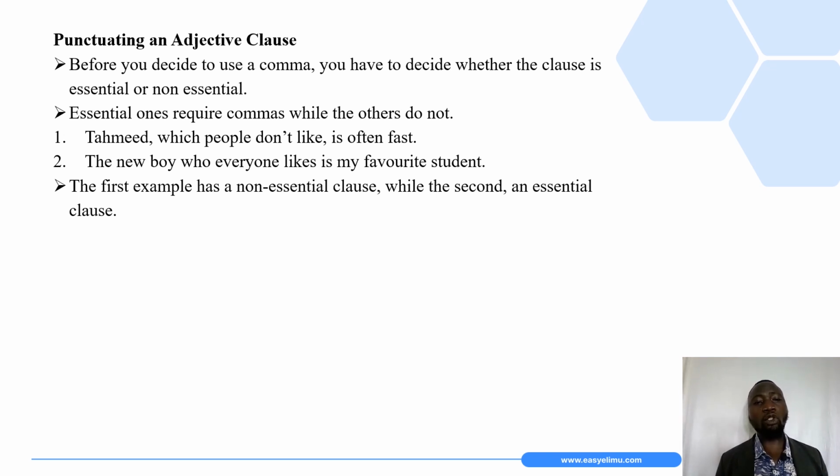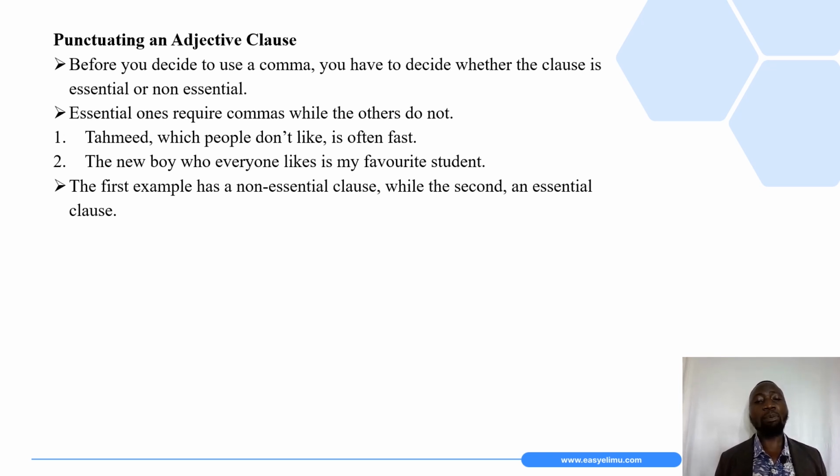Apart from the two patterns that we can use to form adjectival clauses, we can also use punctuation marks. That is, we can punctuate an adjective clause. Before you decide to use a comma, you have to decide whether the clause is essential or non-essential. The non-essential ones require commas, while the others do not.